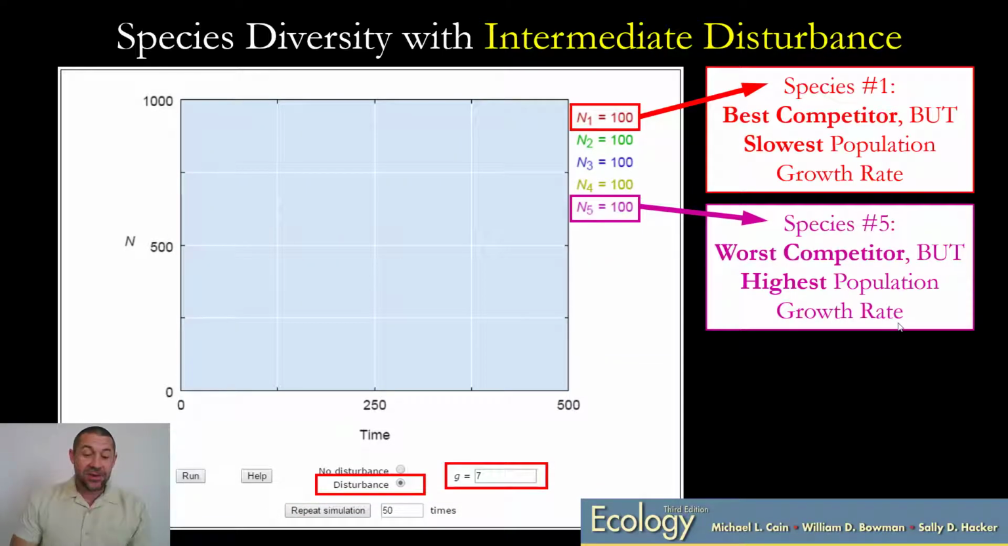Finally, let's find out if the porridge is not too hot or not too cold. Let's put in an intermediate level of disturbance. In this system, you can put in between 0 and 14. We're going to go right in the middle with 7 disturbance events over 500 years. So let's see how this shakes out.